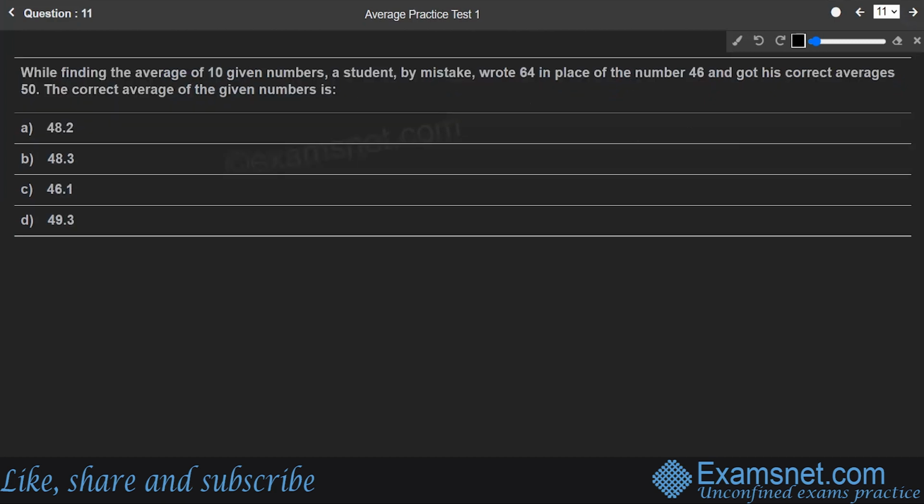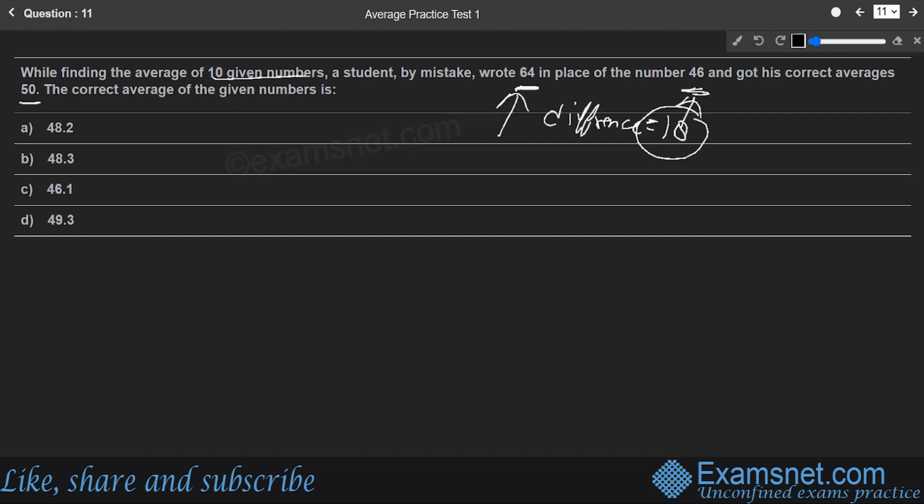Now, while finding the average of 10 given numbers, a student by mistake wrote 64 in place of the number 46. So he should have written 46, but he just wrote 64. So how much is the difference? The difference of 64 minus 46 is 18. So he has written a value which is 18 more than the actual one, and got his average as 50. So by making the mistake, the average comes out to be 50. They're asking what is the correct average of the given numbers, and that's what they ask.